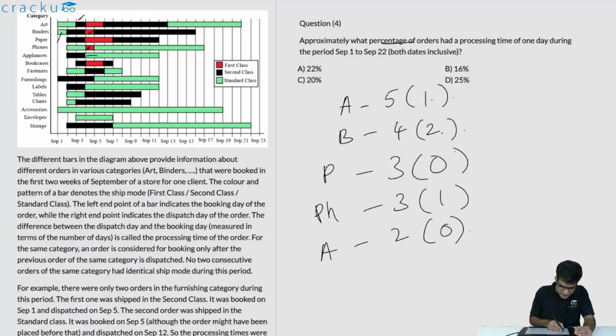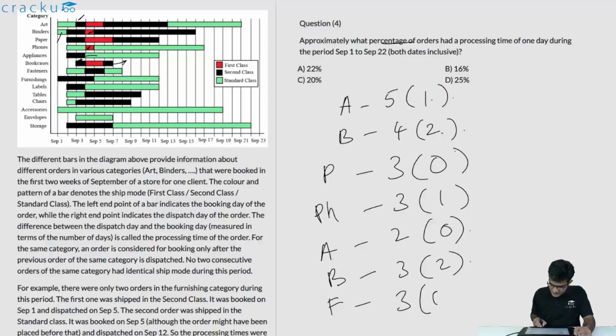Then we have to look at bookcases. Bookcases have 1, 2 and 3 and there are 2 in the middle other than the one in the middle, this one and this one. Both of them are 1 day processing. Then we look at fasteners. Fasteners has 1, 2, 3, all of them are slightly wide, so there is no order with 1 day processing. If you are looking at furnishings, 1, 2, and both of them are wide, so there is no order with exactly 1 day processing.